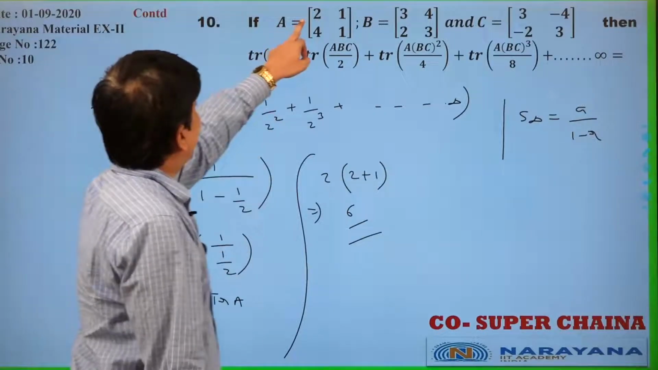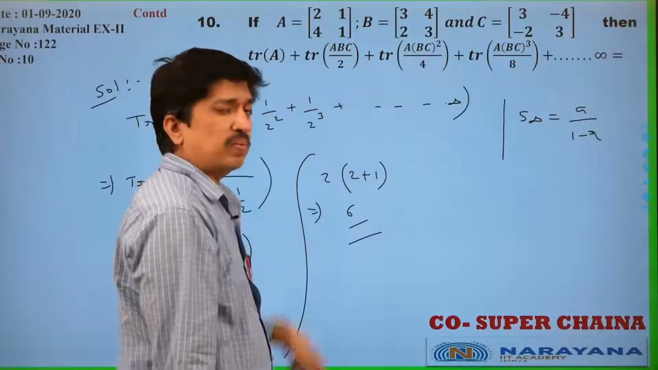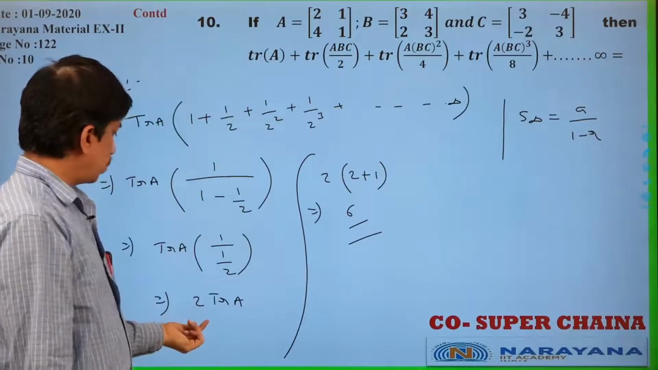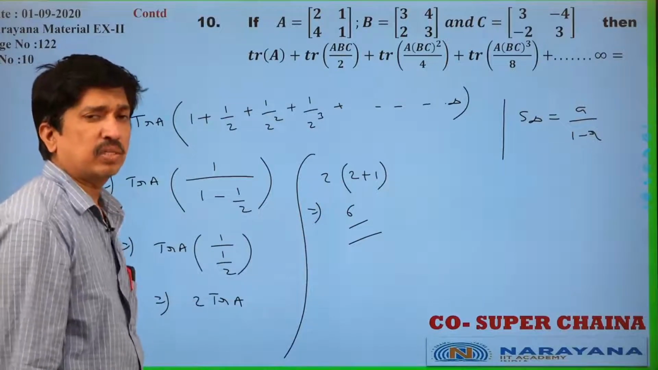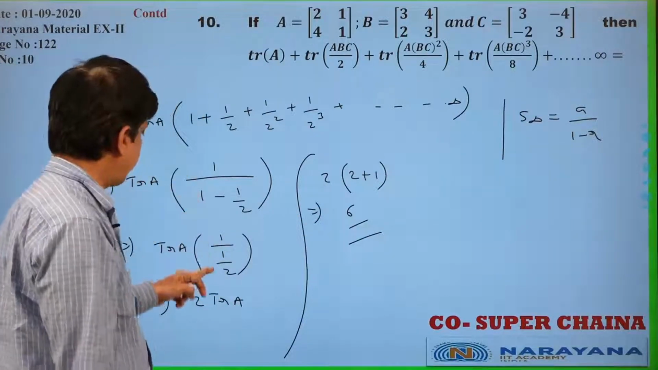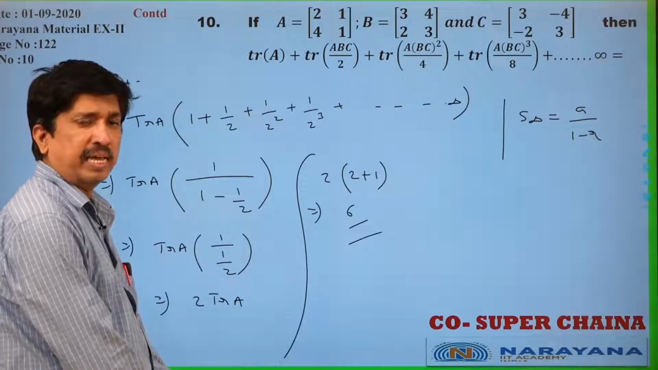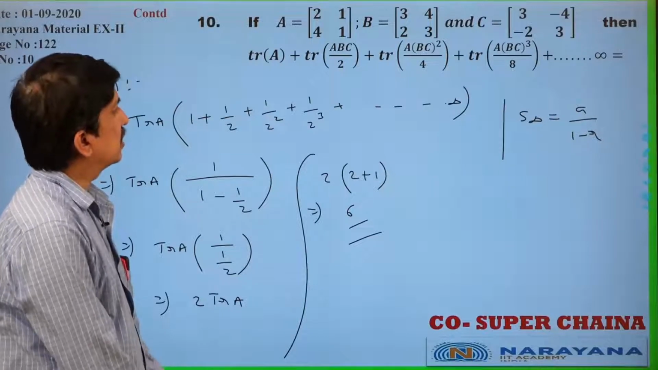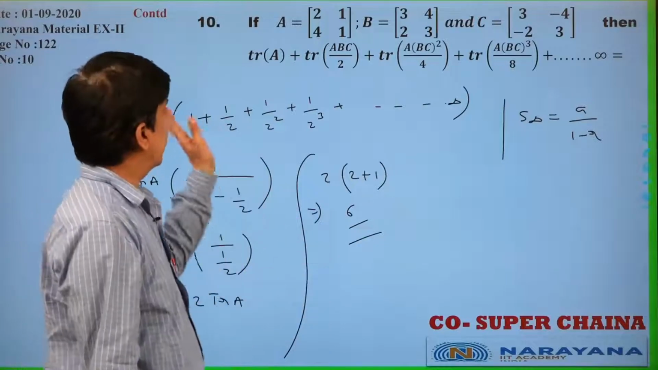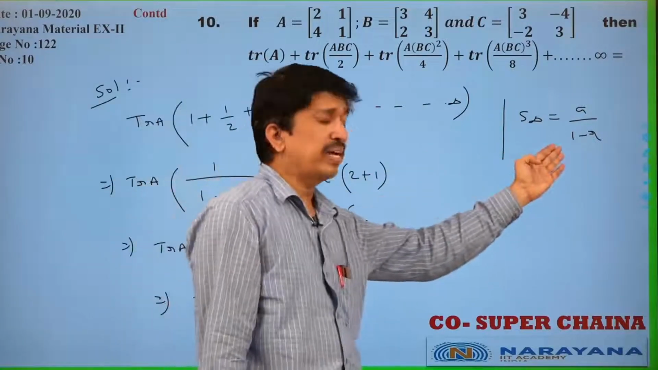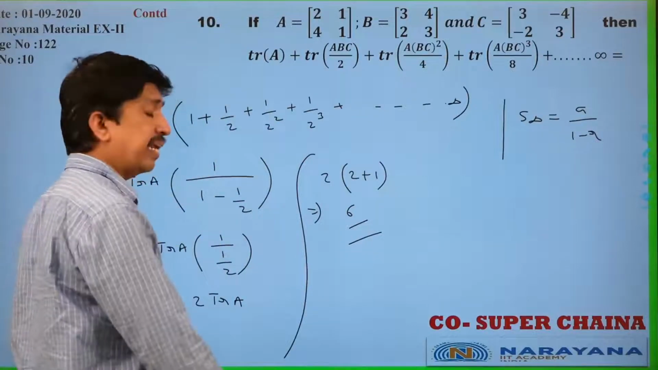You see, the trace of A is nothing but the principal diagonal sum, that is nothing but 2 plus 1, 3 only. Here the result is 2 times trace A we got, 2 times 3, that is nothing but 6 only we will get. Why? Because 1 by 2 means it will come into the numerator only. 2 times trace A only you will get. 2 threes are 6 is the answer only. So this is the final answer. Wherever you get a GP infinite series, you use that formula, S infinity equal to a by 1 minus r. Let us move to the next question.